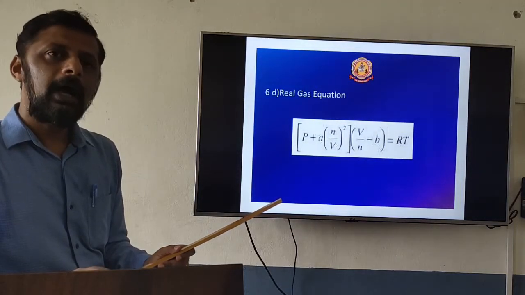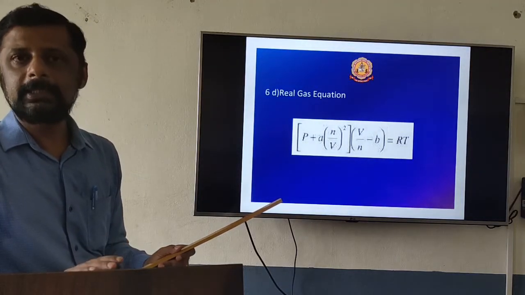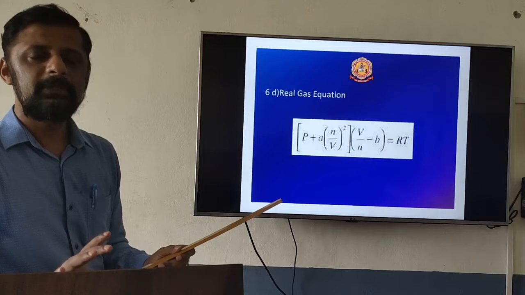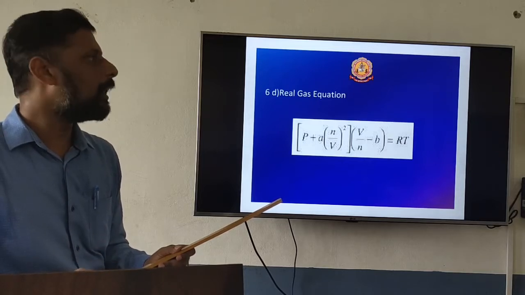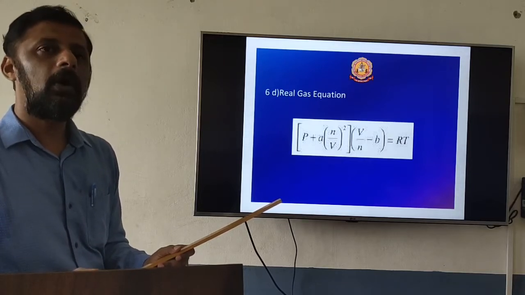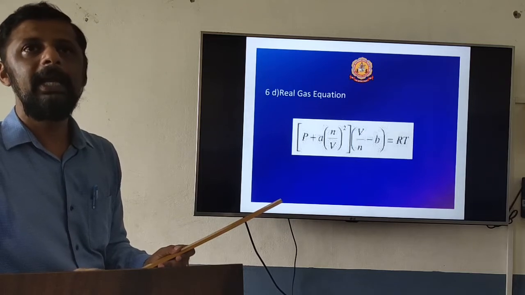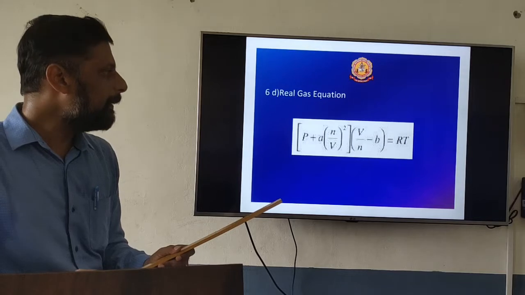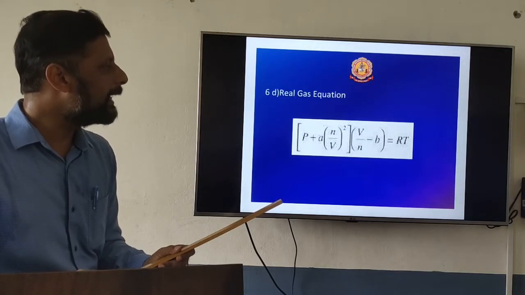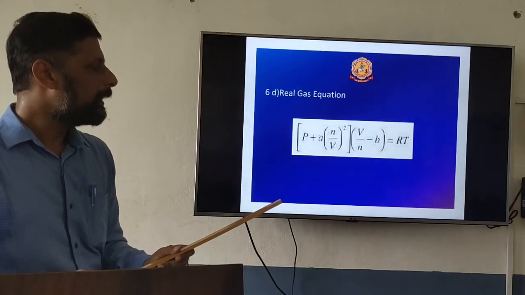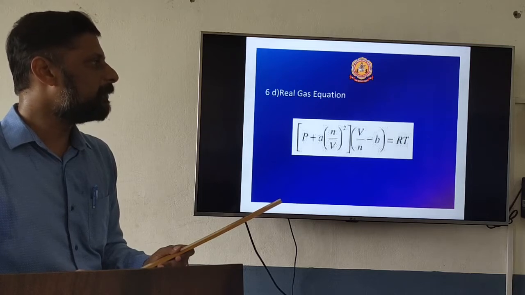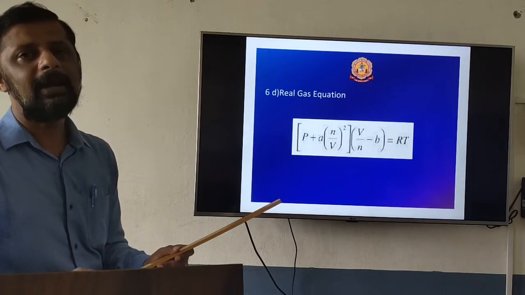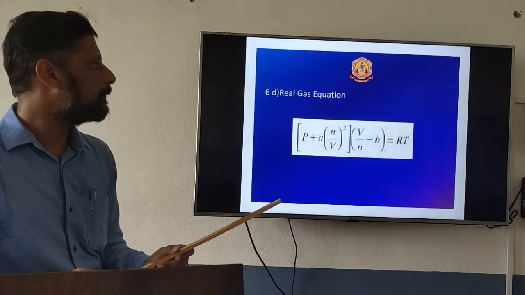But we all know that ideal gases do not exist in our nature. The gases which actually exist in our nature are called real gases. The real gas equation was given by a scientist named Van der Waals. The Van der Waals equation is given by P plus a into n by V whole squared, into V by n minus b, is equal to RT. This is called the Van der Waals equation.